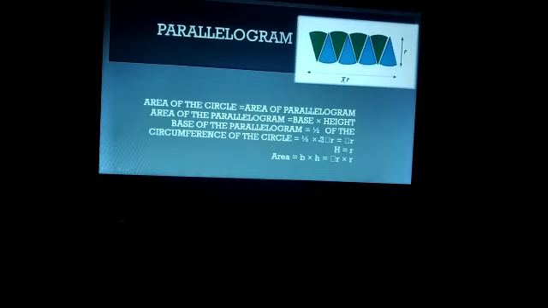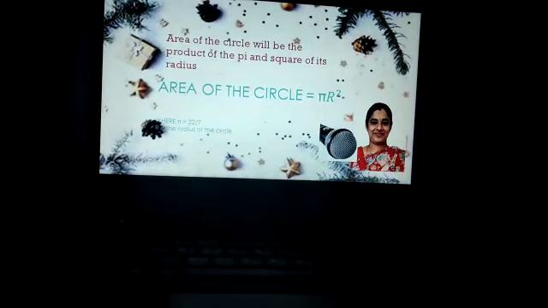So half into 2 pi r. This 2 gets cancelled, you got pi r. Here you got pi r and here you got r. So base into height equals pi r into r. So pi r square. So you got area of the circle is pi r square. Area of circle will be the product of pi and square of its radius. Area of circle equals pi r square where r is the radius.